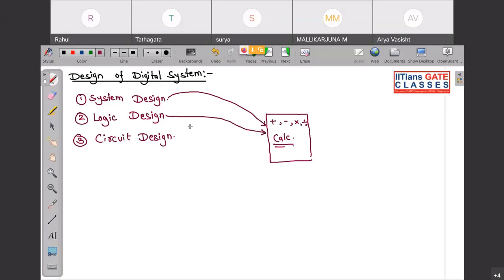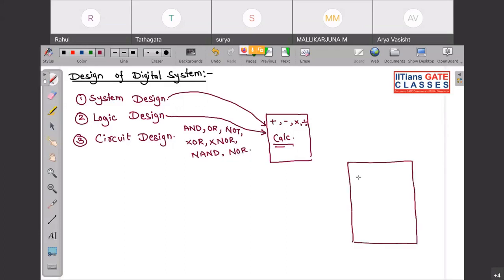Logic design means, simply with the help of AND, OR, NOT, XOR, XNOR, NAND, or NOR gates. So you are going to design these operations with the help of AND, OR, NOT, XOR, XNOR, NAND, and NOR gates. This is basically how you are going to design this calculator with the help of different gates.